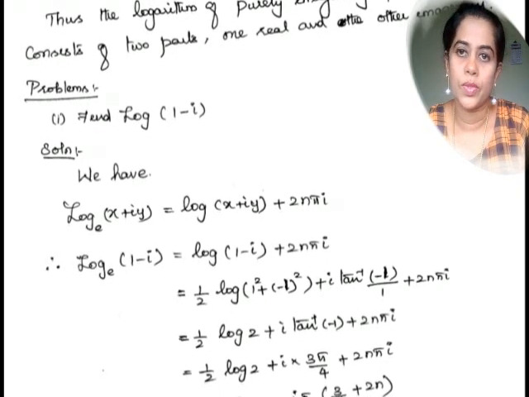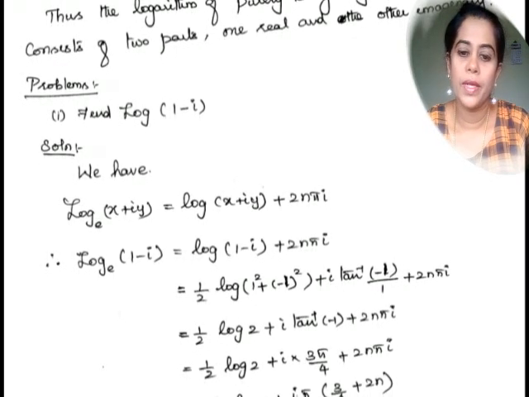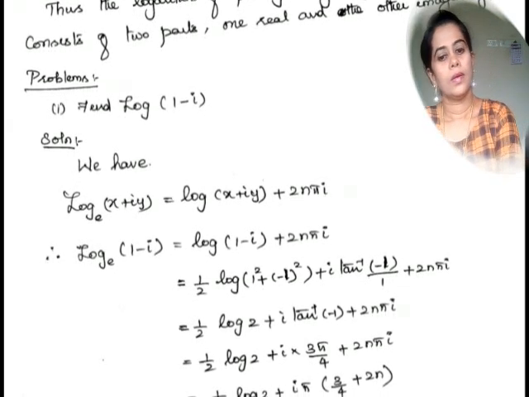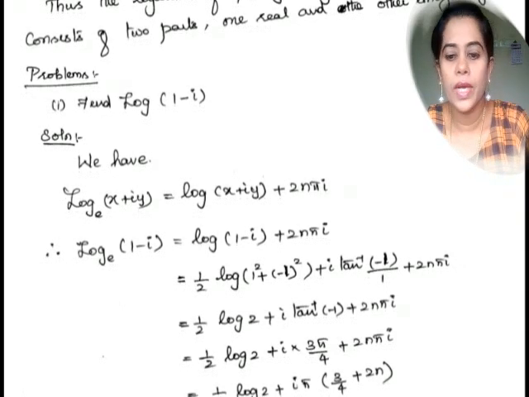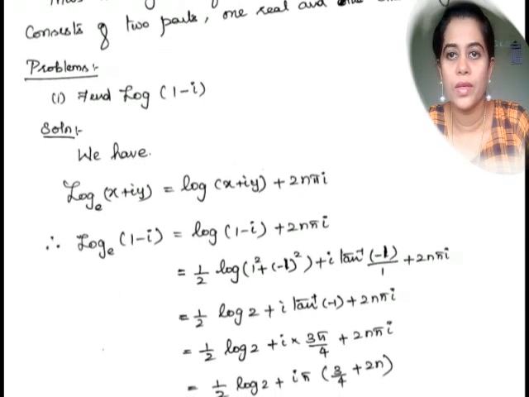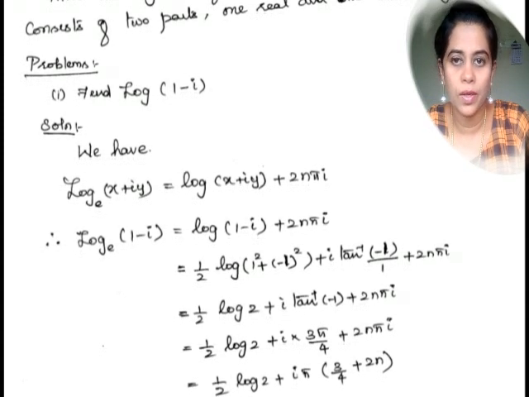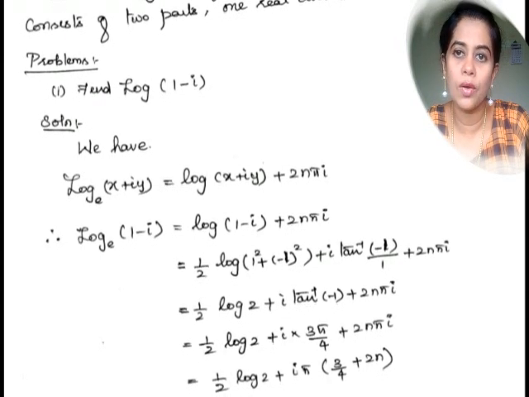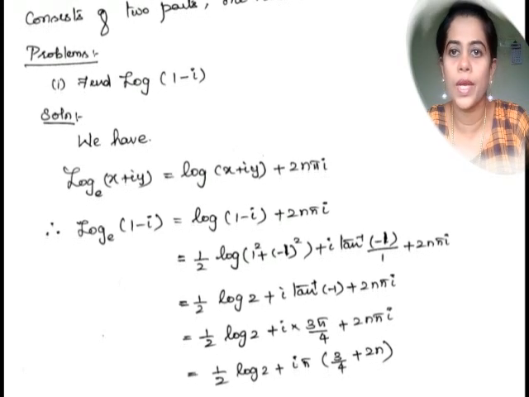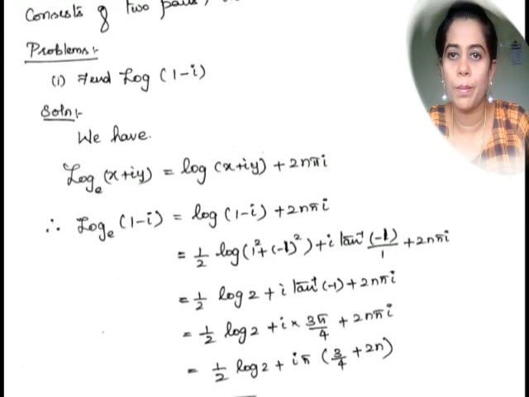So let's solve the problems. Find log of 1 minus i. Here we have the general log of 1 minus i, so we are going to find the general value. The general value formula says log of x plus iy to the base e is equal to the principal log of x plus iy plus 2n pi i.